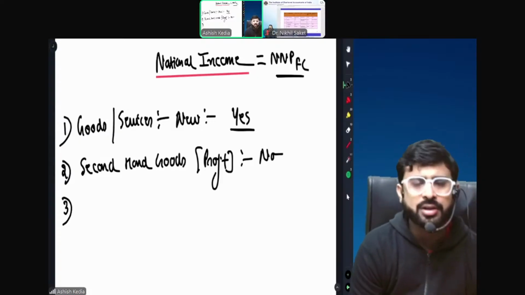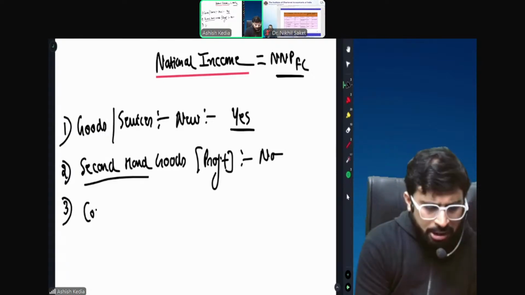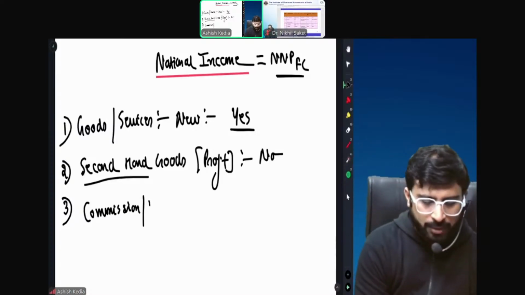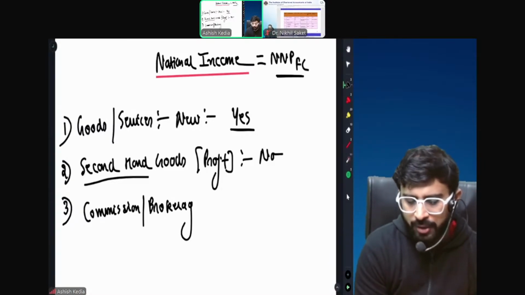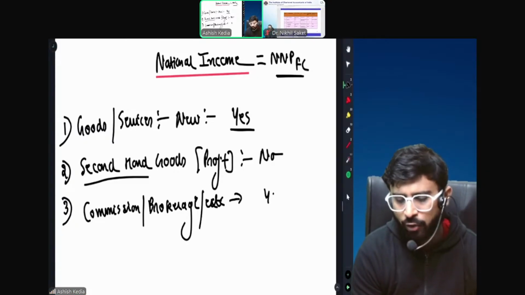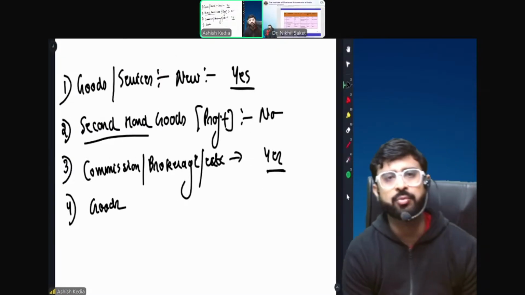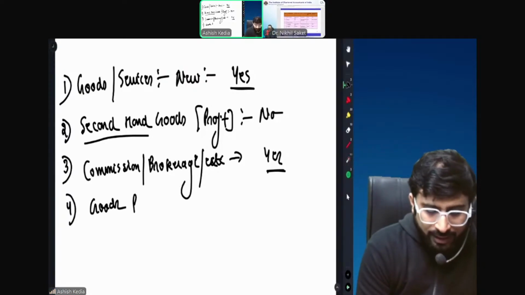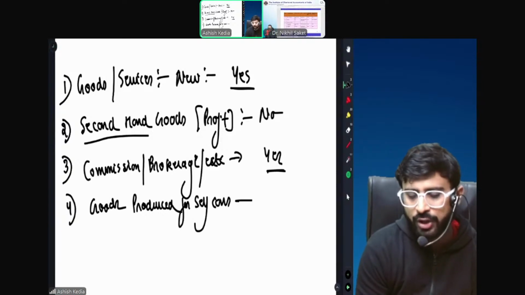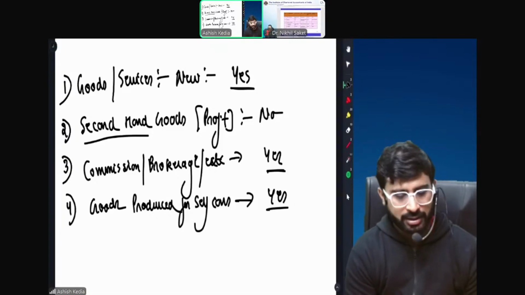Third question is, but sir, what about the commission? Commission, brokerage, all these are first hand services. There is nothing called a second hand service. So commission, brokerage, etc. are all new services, and incomes generated from these will definitely form a part of national income. Suppose a farmer grows some crops for self consumption. Will goods produced for self consumption be included in national income? The answer is definitely yes. Goods produced for self consumption will be included in national income.